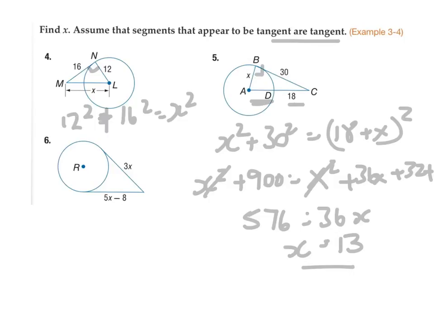Job done. Okay, and in question number 6, they just equal each other. So 5x minus 8 equals 3x. Subtract 3x from both sides, so 2x minus 8 equals 0. 2x will equal 8. x will equal 4. Simple.